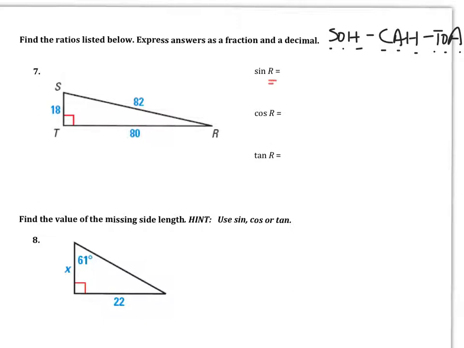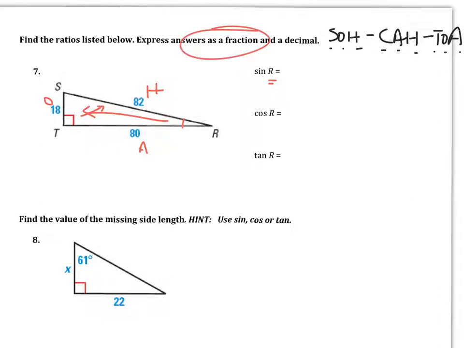We're going to label our sides based upon where R is. So to start, your hypotenuse is 82. Notice 82 is the biggest number. It's opposite of the right angle. 18 over here is opposite of R, because I can draw an arrow straight across to it, and therefore 80 must be the adjacent.